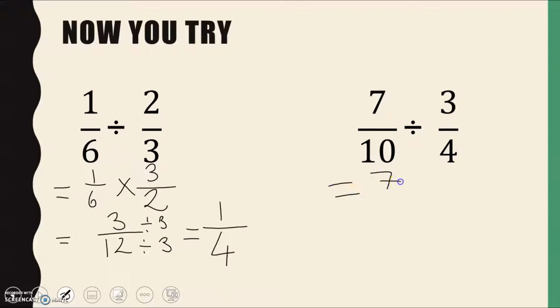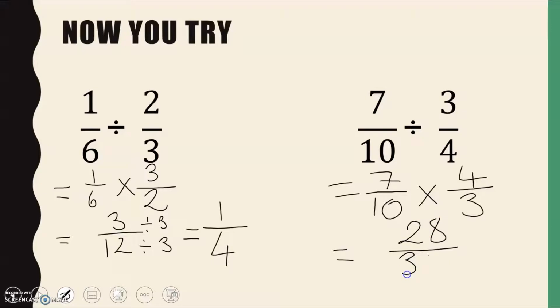For the second one, I would have 7/10, and then we are going to times by 4/3. That's then going to be 28/30. They are both even, so they're both in my 2 times table, and that should give me 14/15 as my answer there. Hopefully we got those 2 correct there, guys.